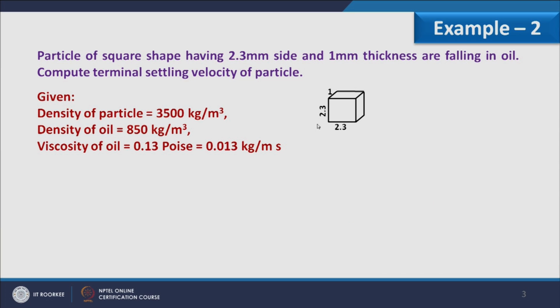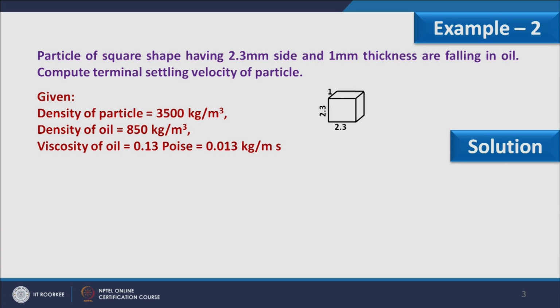Now as far as the particle is concerned, it has a side of 2.3. So this is the square particle, 2.3 on one side, and the other side is also 2.3. However, the thickness of the particle is 1 mm. So we have to find the terminal settling velocity of this particle.